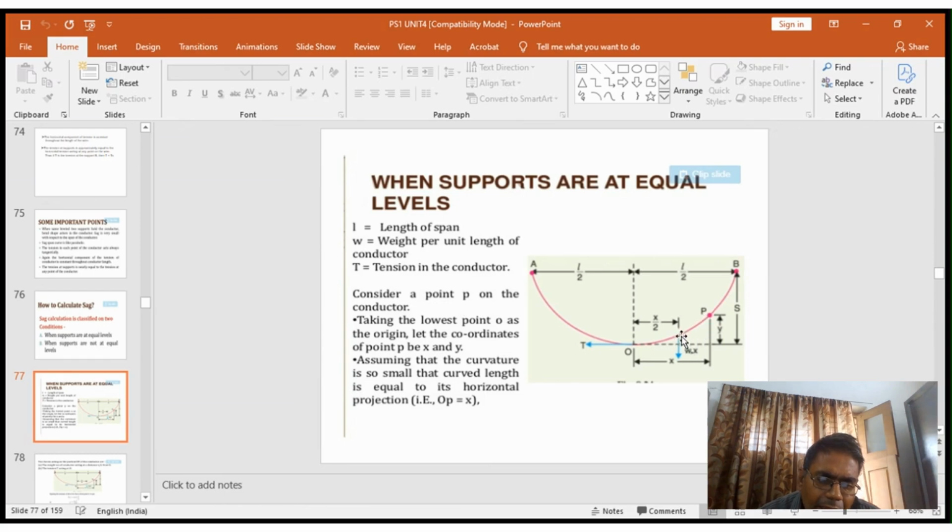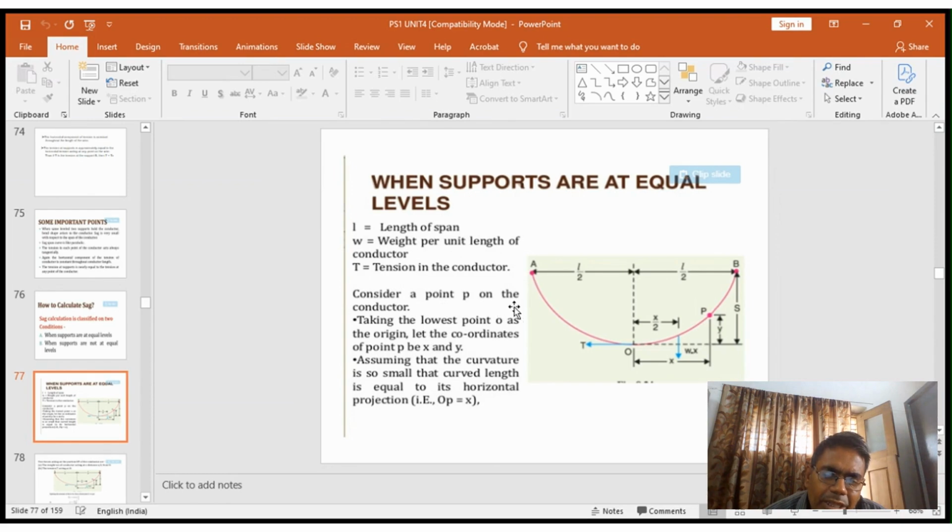At point P at distance x from the center of the conductor, two forces act on the conductor. One force is downward: W into x, the weight of the conductor, acting at a distance of x by 2. The x component at point P is x and the y component is y. By applying moment equilibrium at point P, T into y is equal to W x into x by 2. Then substituting x equal to L by 2, we derive the expression for sag in the parabola method. Here L is the length of the span, W is the weight per unit length of the conductor, and T is the tension in the conductor.